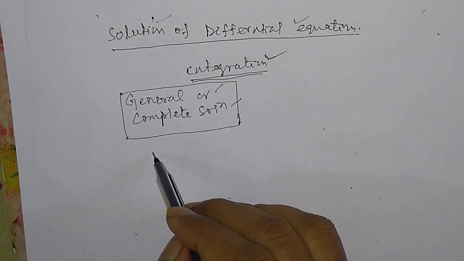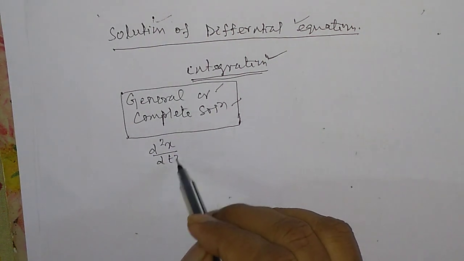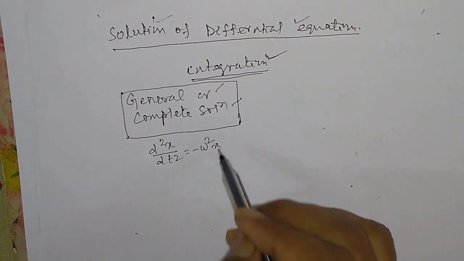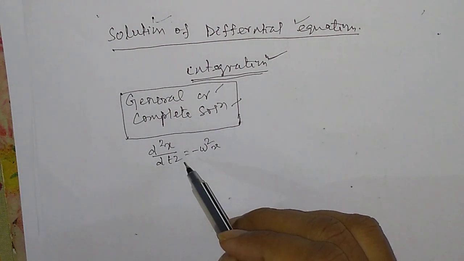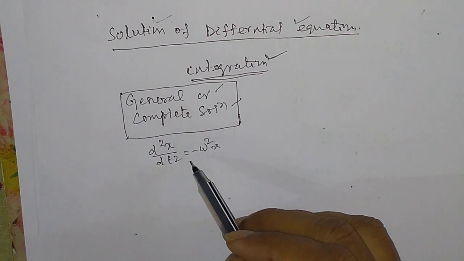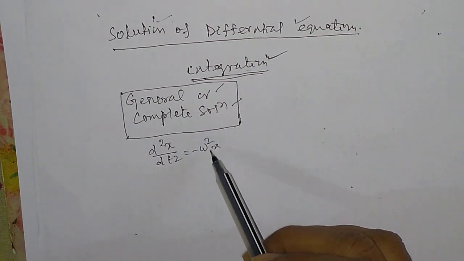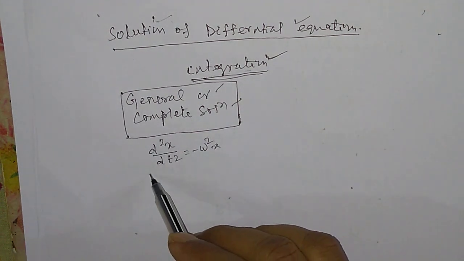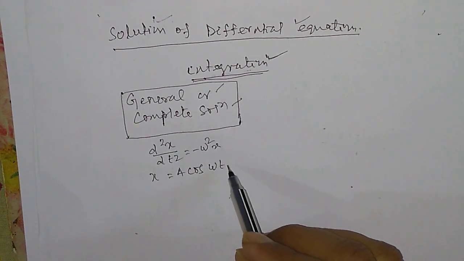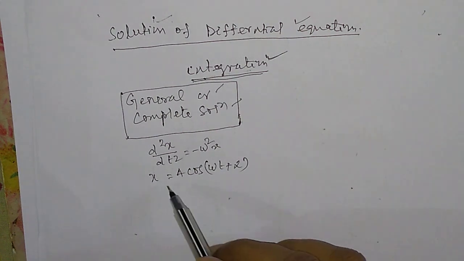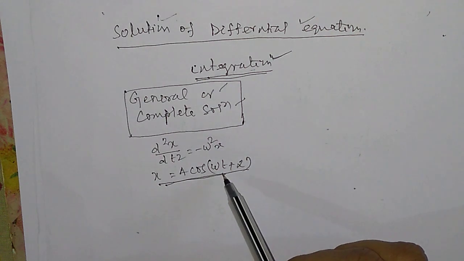Suppose you have the differential equation, second derivative of x with respect to t is equal to minus omega square into x. This is a differential equation for a body moving in SHM. I have told you, simple harmonic motion. Then if you find the integration of this differential equation, what will be the solution? It will be x equal to a cos(omega t plus alpha). Okay. So this will be the general solution or complete solution of the differential equation.